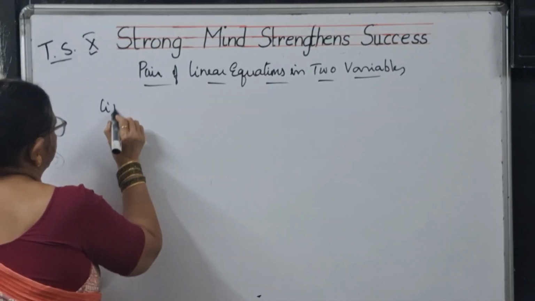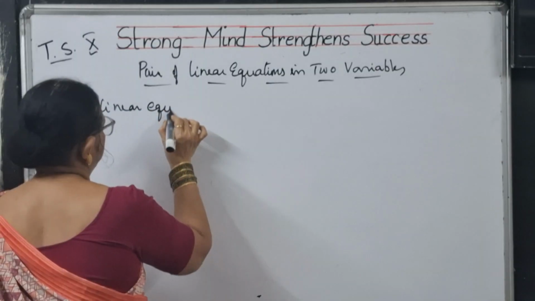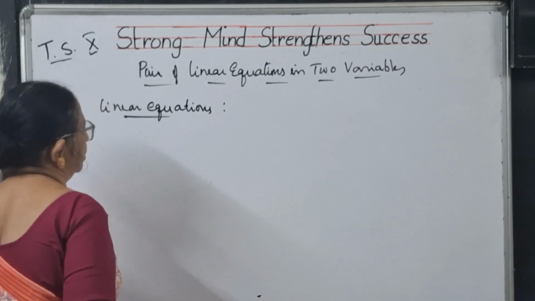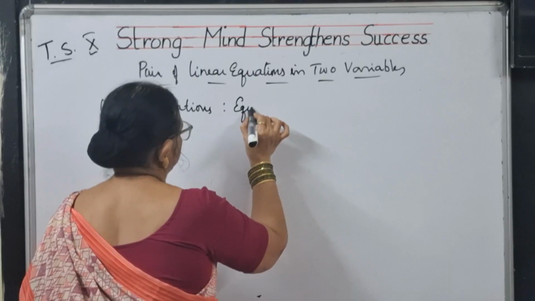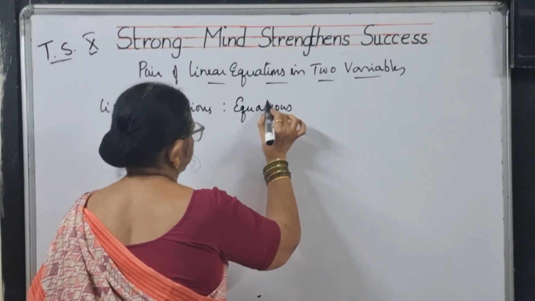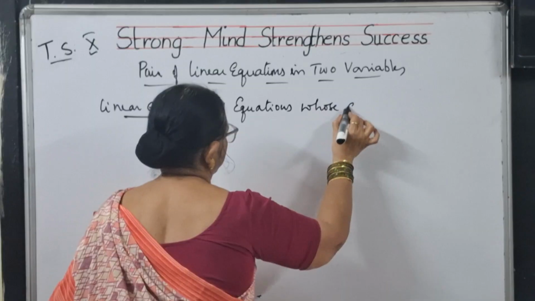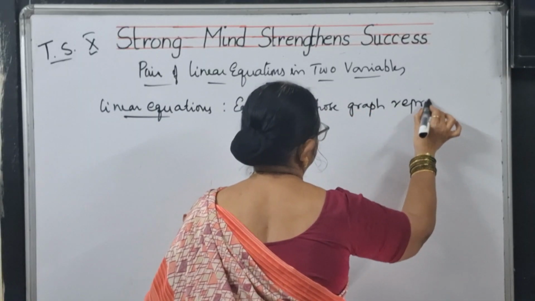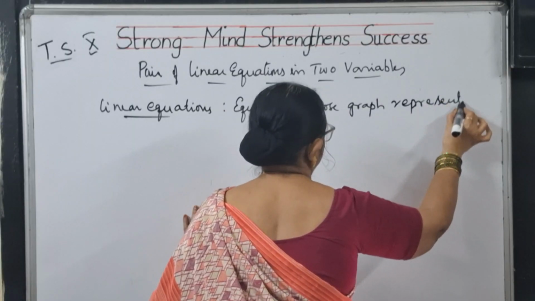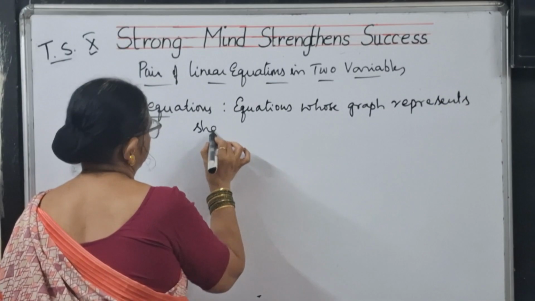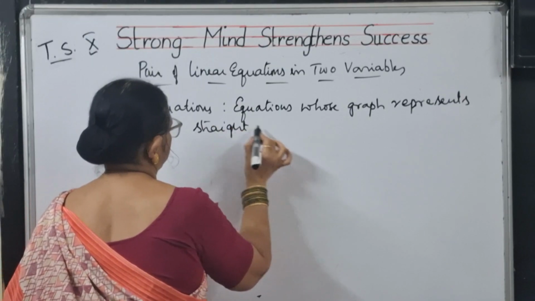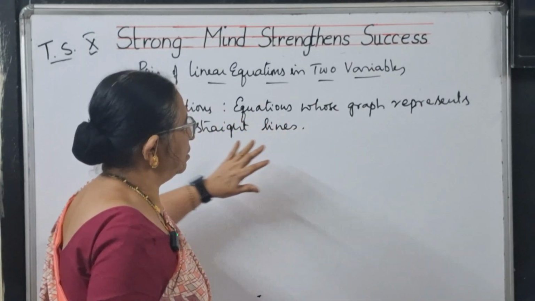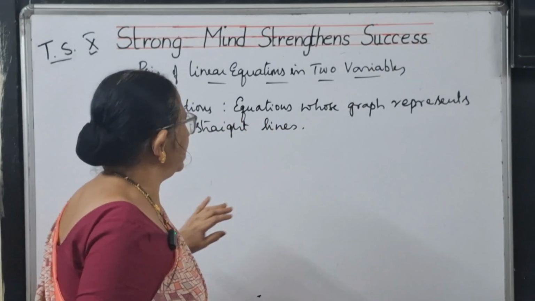So what are linear equations? What do you mean by linear equations? You have done some problems of this type in your ninth class, children. So, linear equations means equations whose graph represents straight lines. Linear means lines. If they represent straight lines, they are called linear equations.